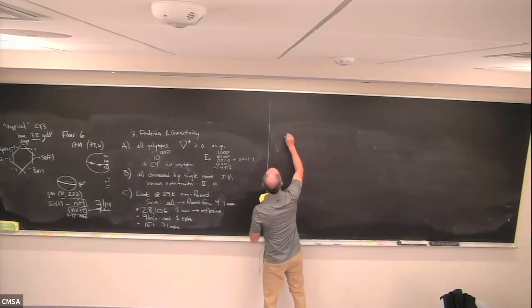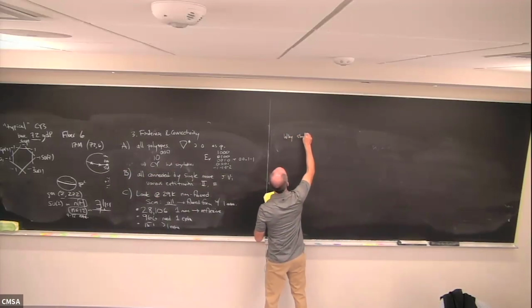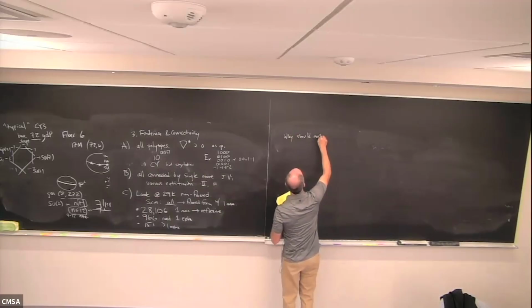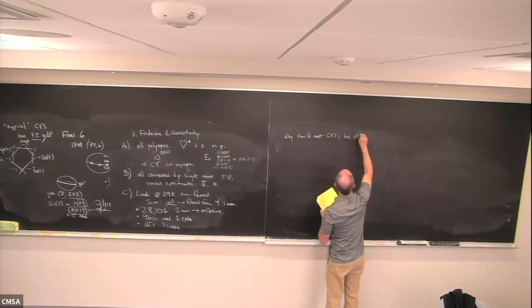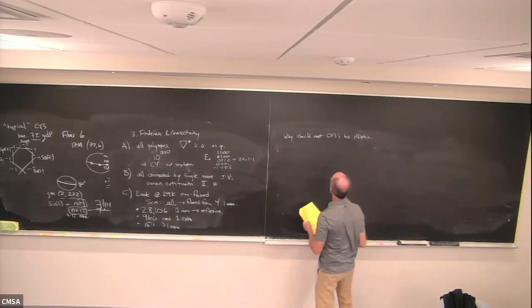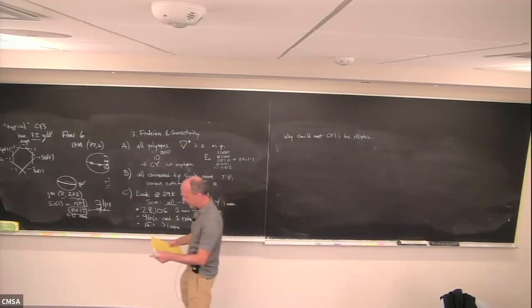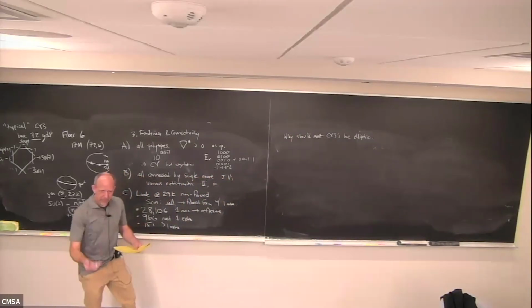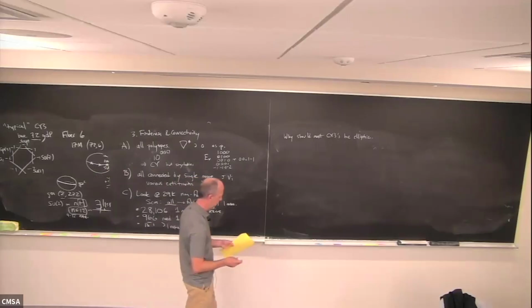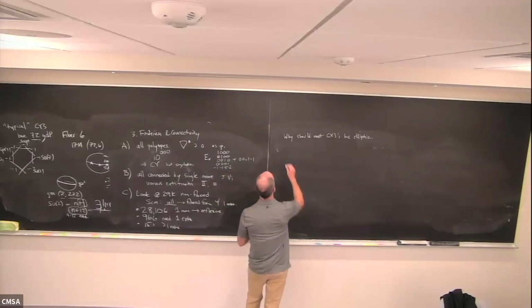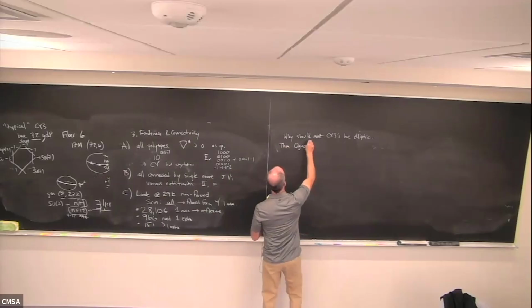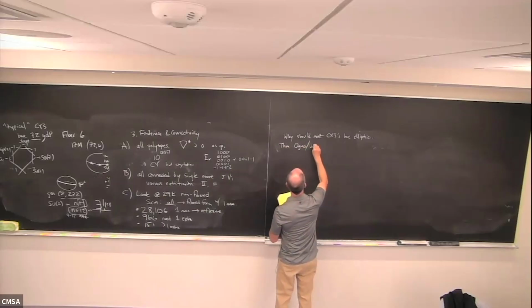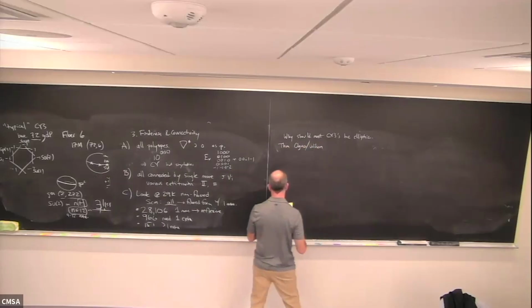So let me ask this: why should most CY3s be elliptic? And there are some results. I think Wilson and others have made arguments in this direction in the math literature. Let me just say a few things about that. There's a theorem by Oguiso. I'm going to quote other people's theorems, as I said, but no theorems from us.